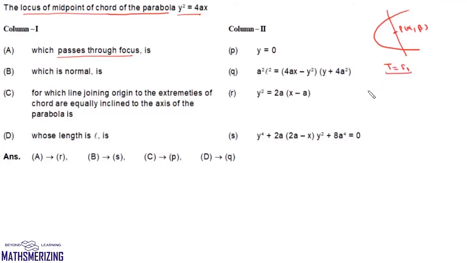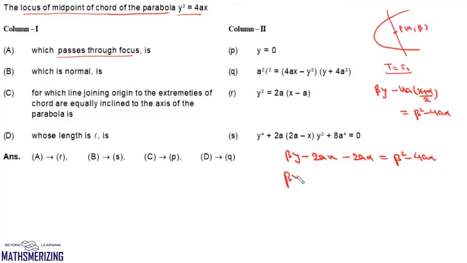Now for this chord, we'll find T equals S1, which is the equation of this chord. So the equation of this chord will be T: beta y minus 4a times (x plus alpha) by 2, equal to beta squared minus 4a alpha. We can write this equation as beta y minus 2ax minus 2a alpha equals beta squared minus 4a alpha, or beta y minus 2ax minus beta squared plus 2a alpha equals 0.